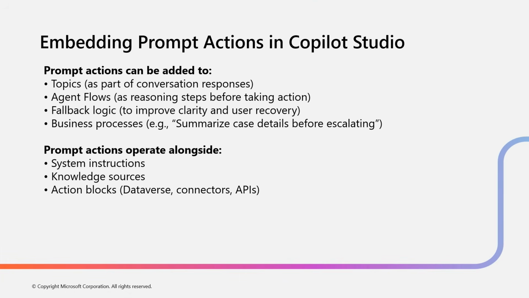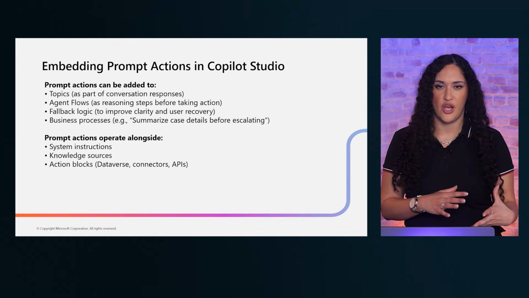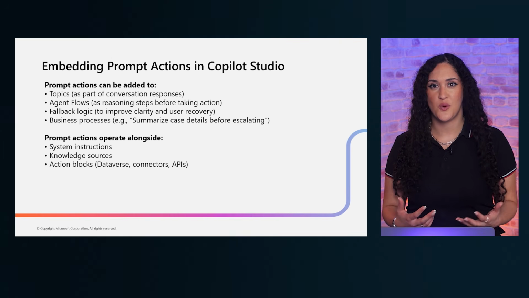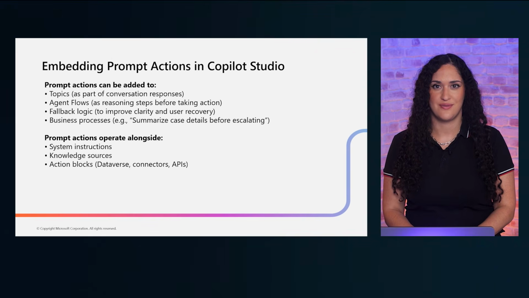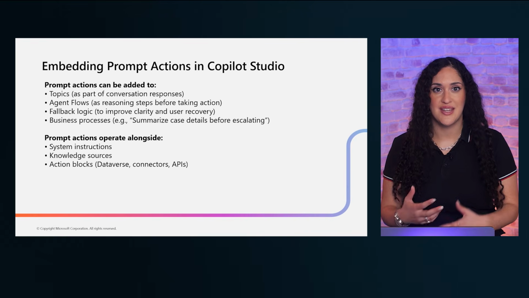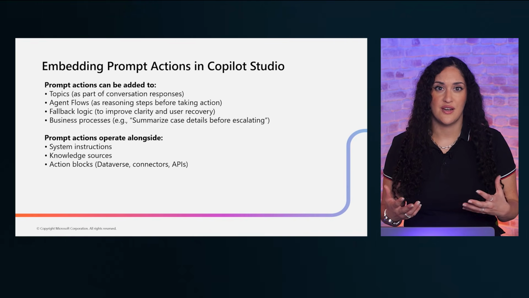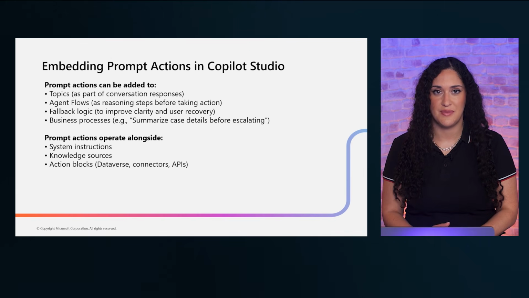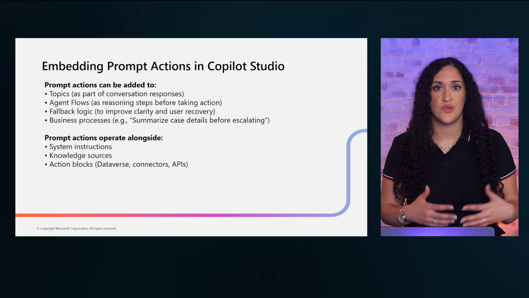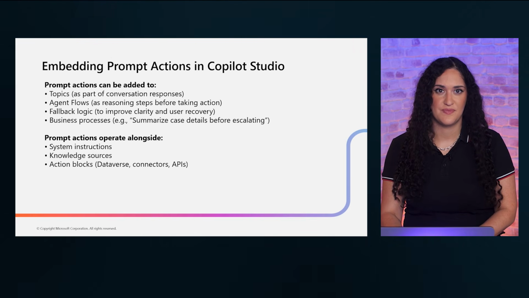Prompt actions are versatile. You can embed them in topics to control how your agent responds to specific intents. You can use them in agent flows to process data during automated workflows. They work as fallback logic when the agent encounters unexpected inputs, and they integrate into business processes for structured content generation. Prompt actions work alongside system instructions, knowledge sources, and action blocks, so they complement rather than replace your other design elements. The key is knowing when a prompt action adds value versus when simpler approaches are sufficient.